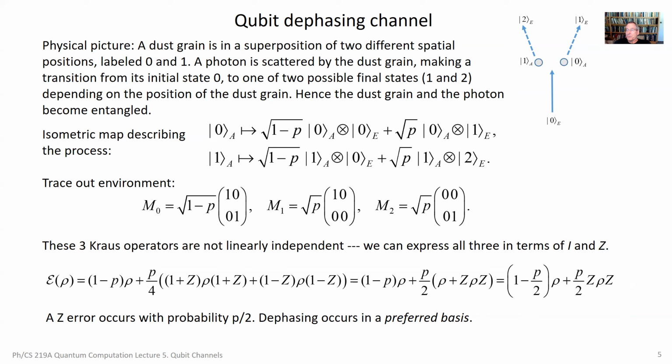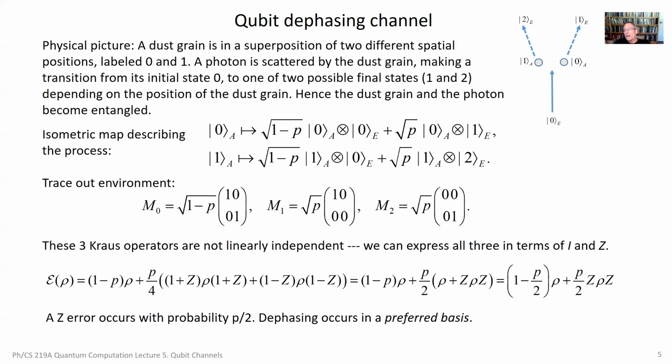But the dust grain isn't perfectly isolated because there are some photons drifting around. They're the 2.7 degree photons maybe that are left over from the Big Bang. Those are everywhere, even between galaxies. And every once in a while, a photon might encounter our grain of dust and be scattered by it.